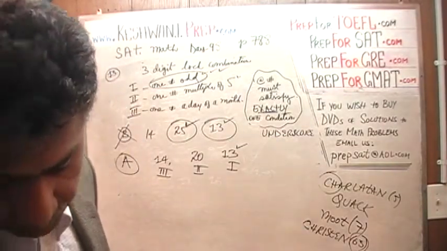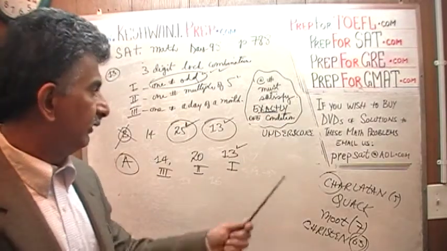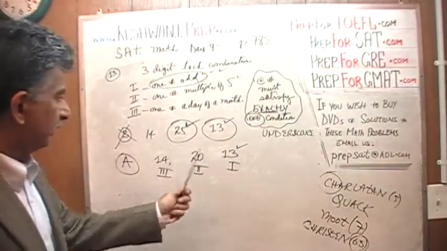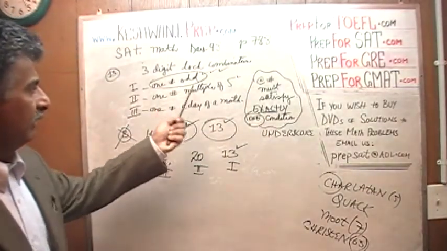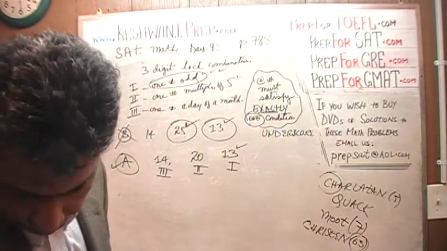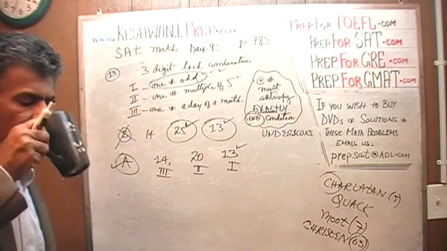There are three conditions, there are three numbers here in this combination, and each of these numbers satisfies exactly one condition. Exactly one condition. There is no number here that will satisfy two or more conditions. The answer is A. Enough said, let's move on to number 14.